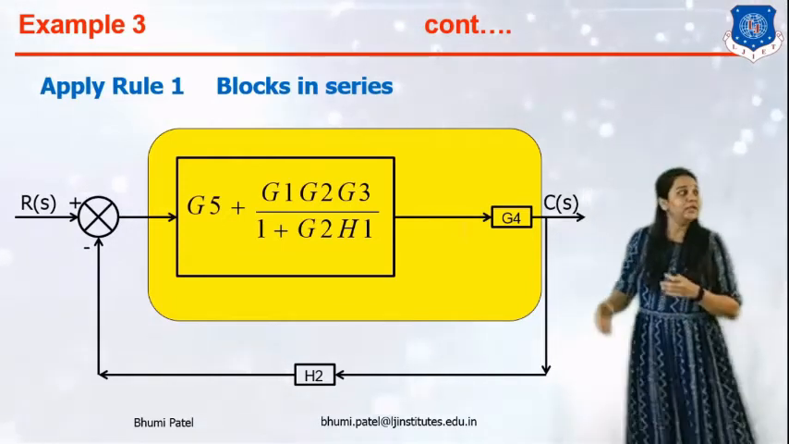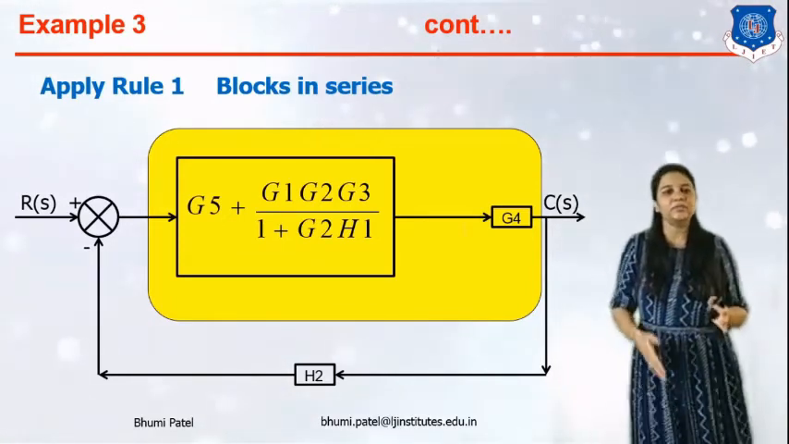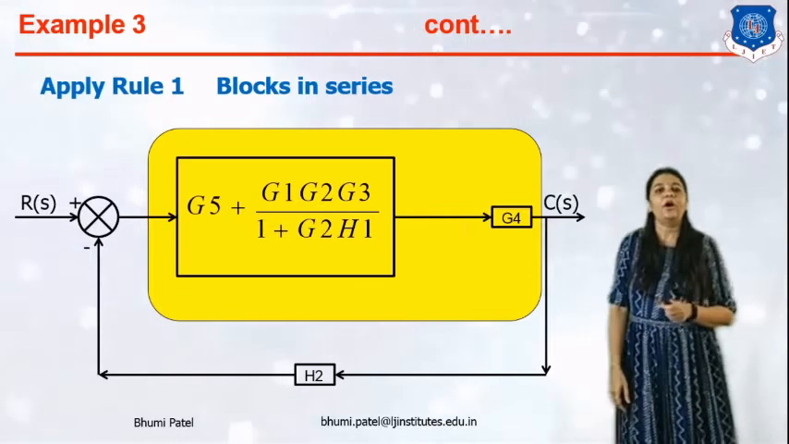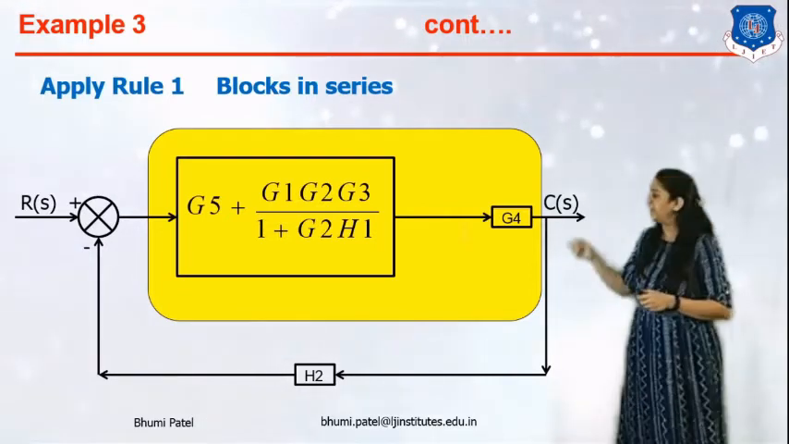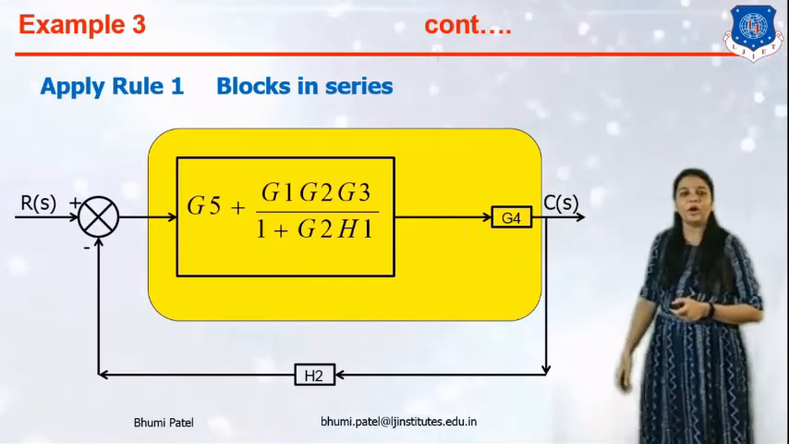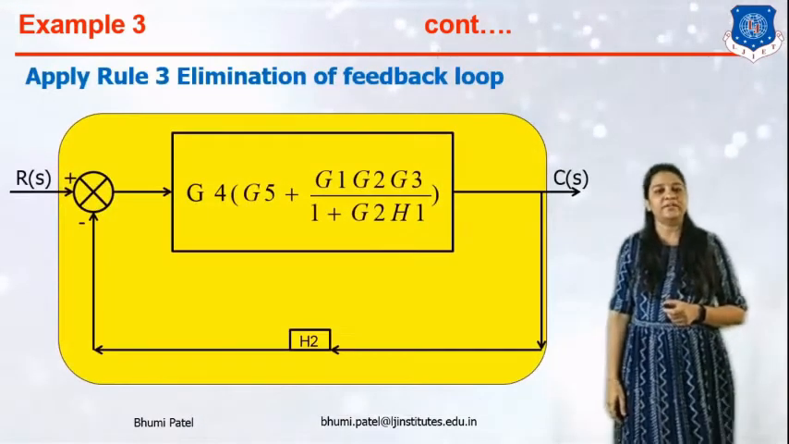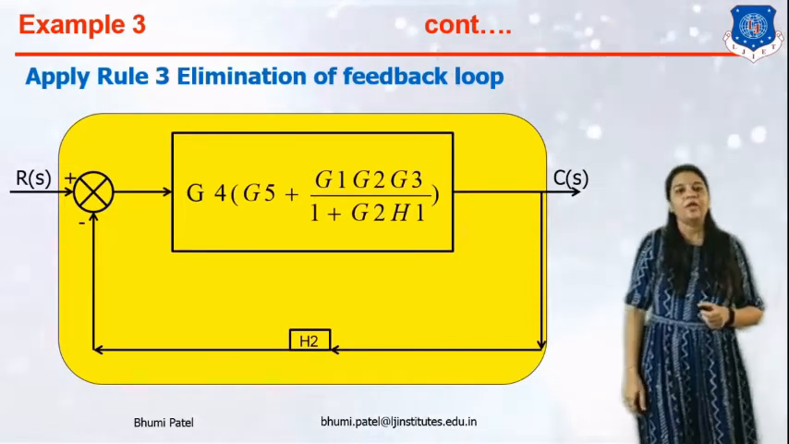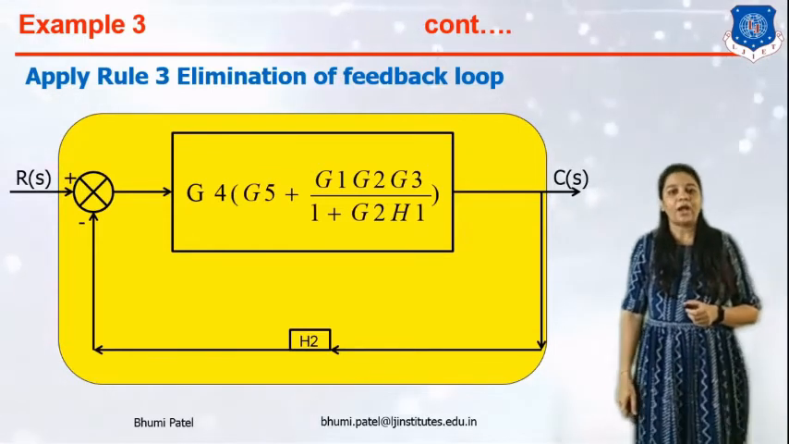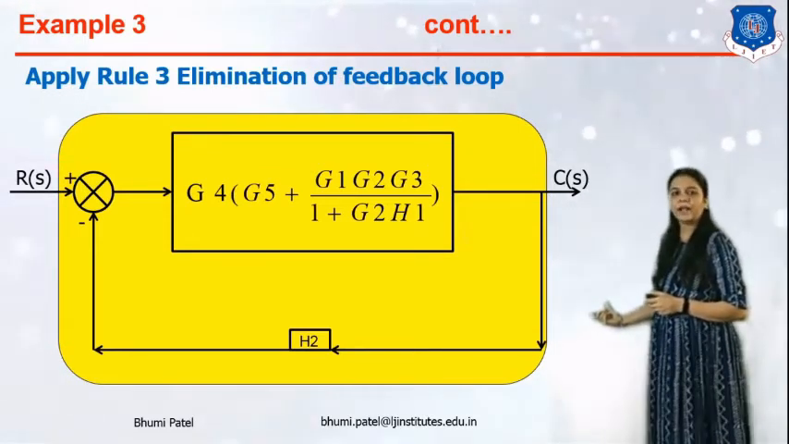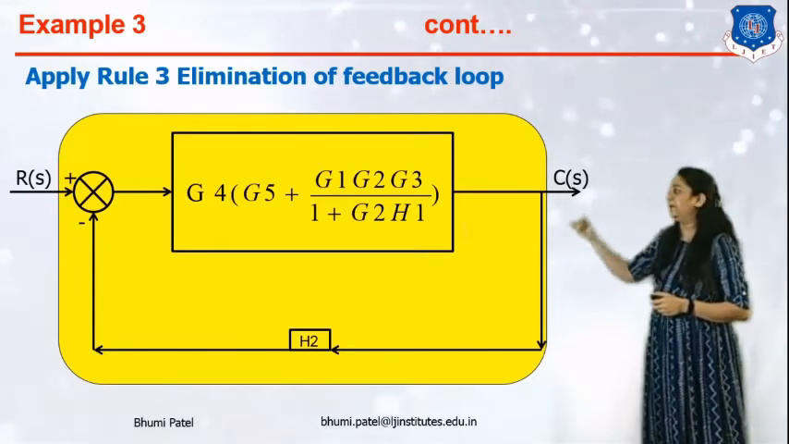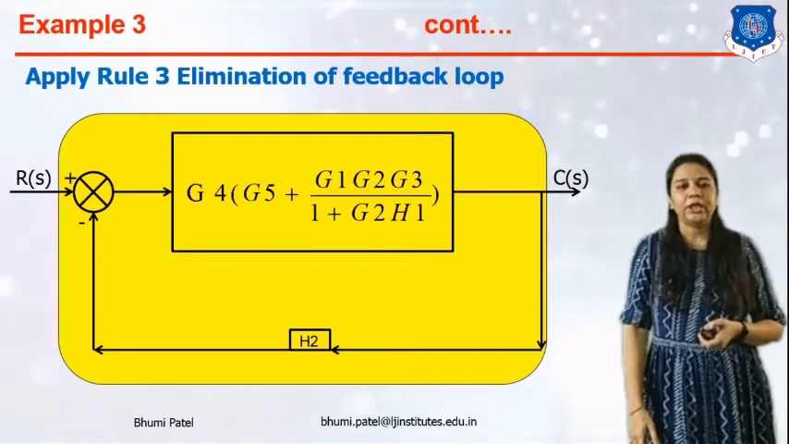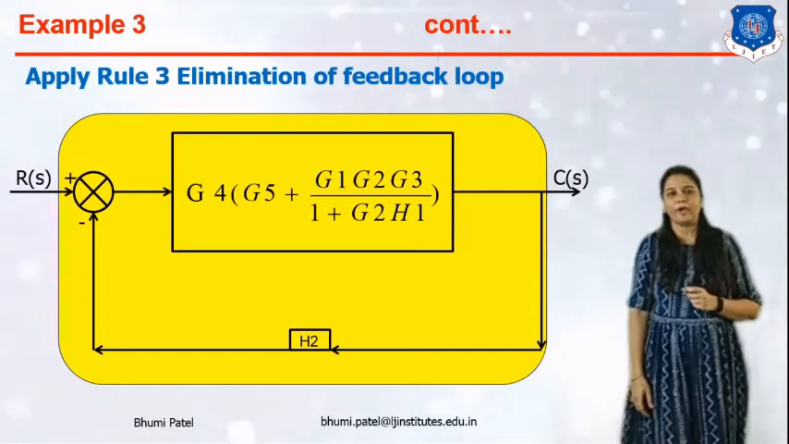Now here you can see that G4 is directly connected with this block. So simply we can apply rule number 1, blocks in series connection. Okay, so simply G4 is multiplied with this block and we can get this type of answer, G4 in bracket G5 plus G1 G2 G3 upon 1 plus G2 H1. Now H2 is our feedback loop, because the arrow direction is opposite. So compulsorily we can apply rule number 3, elimination of the feedback loop.